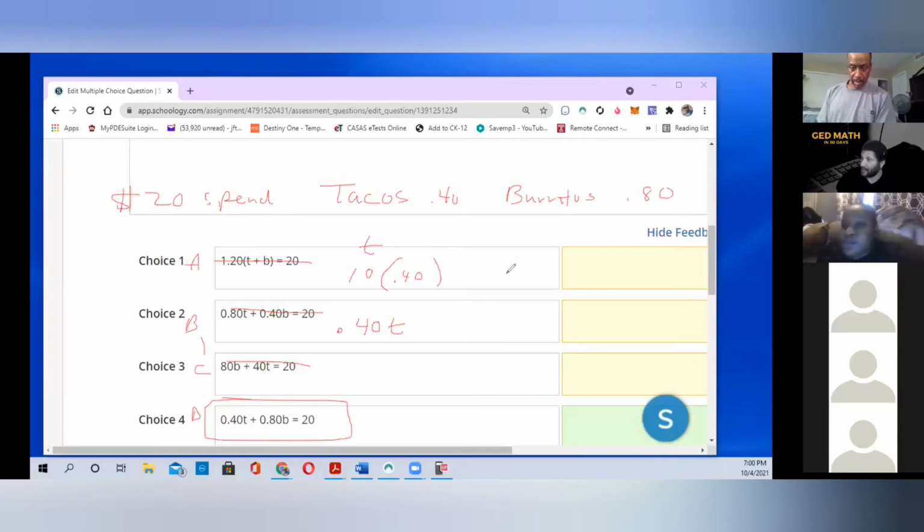The same thing is the same thing for burritos, 0.80 times B. And since I'm spending all of it, it's equal to 20. If they wanted you to make an inequality, this would be less than or equal to 20. That's the only difference from an equation. If they ask you for the inequality, it would be less than or equal to 20. What does that mean? Because I don't have more than $20 to spend. Everybody understand that? Yes. Very good.